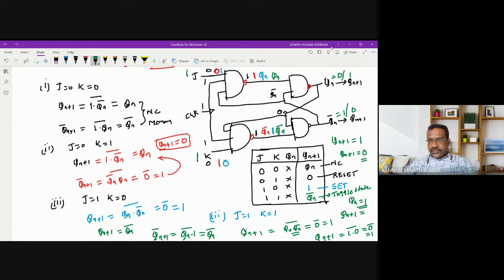So in the SR flip flop, you got the indeterminate state, but in the JK flip flop, when J equals 1 and K equals 1, you got the toggle state. Depending on the value you are taking, you'll get that. So that is nothing but the toggle state. That you need to remember.